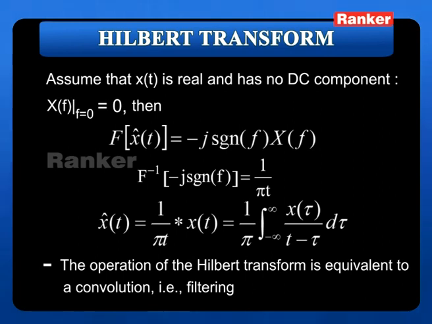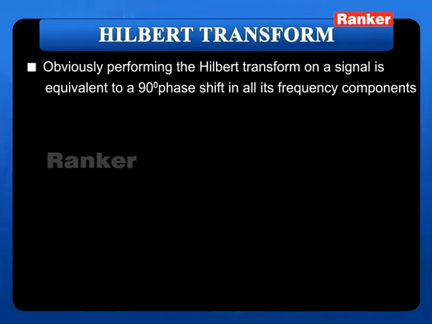So, I will read this again. The Fourier transform of x cap of t is equal to minus j signum of f times X(f). This is one way of getting it. The second is that x cap of t can be obtained by convolving 1 by pi t with x of t. That will be equal to 1 by pi times the integral from minus infinity to plus infinity of x of tau by (t minus tau) d tau. Performing the Hilbert transform on a signal is equal to a 90 degrees phase shift in all its frequency components.